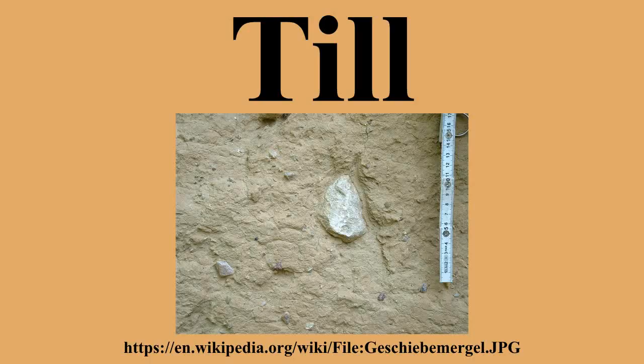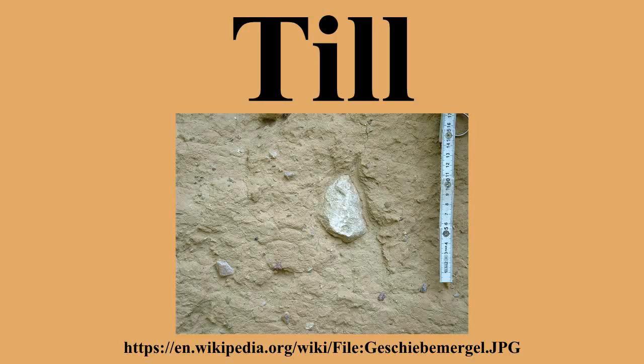Till. A glacial till is unsorted glacial sediment. Till is derived from the erosion and entrainment of material by the moving ice of a glacier. It is deposited some distance down ice to form terminal, lateral, medial, and ground moraines.